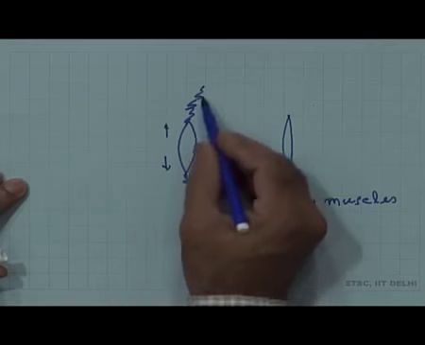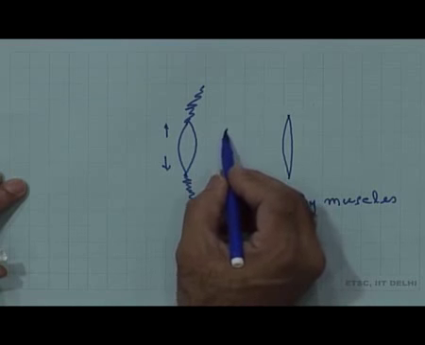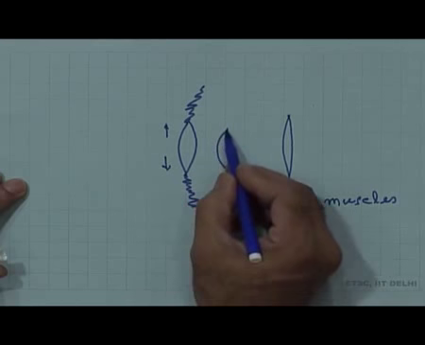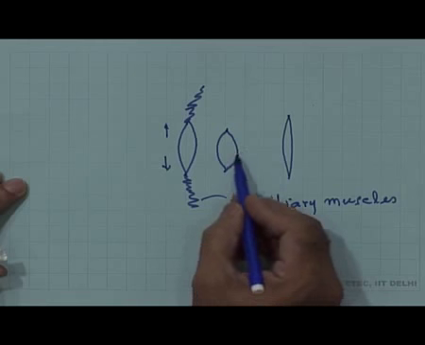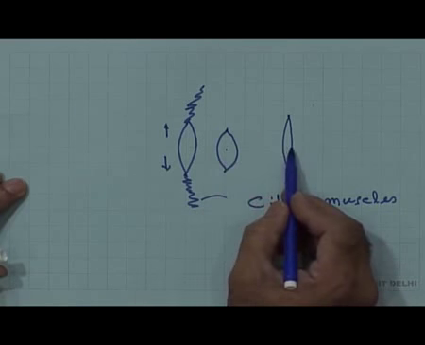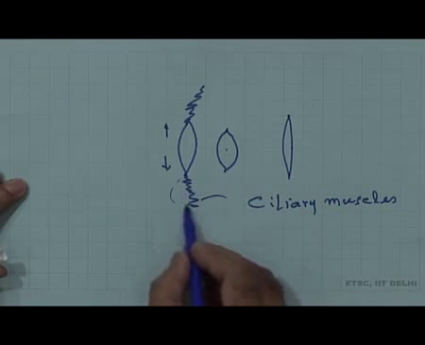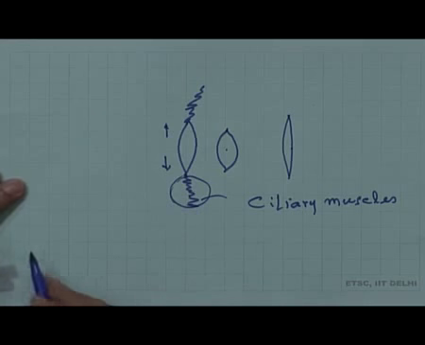Or the muscle can get contracted, which means the lens will further reduce. So, it will bulge more like this. In this case, the focal length will decrease. So, focal length will decrease or focal length will increase depending on the stretching or contraction of these ciliary muscles.